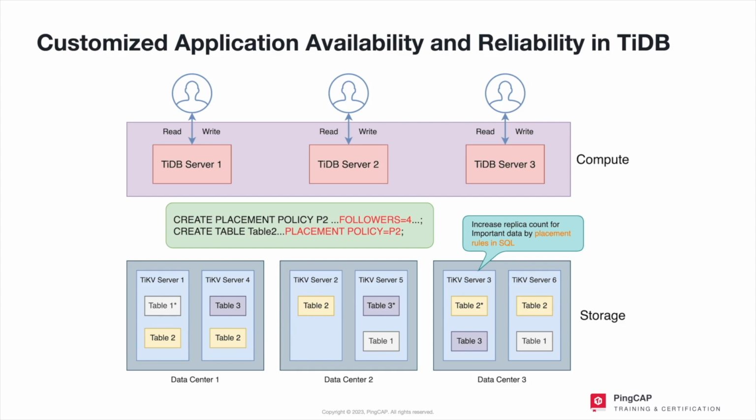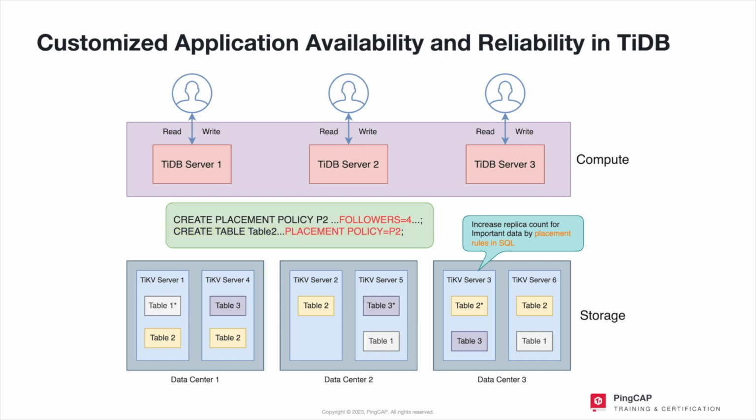Well, we will use TiDB placement rules to do this. First, we create a placement policy. Placement policy is another way of saying placement rule. We will name our placement policy P2, and we will use the followers option to set the number of replicas. In this case, we set the number of followers to 4, which gives us 5 copies of the data, or 5 replicas. Next, we issue a create table statement for table 2. We include the placement policy option. Notice that we set this to P2. This means that table 2 will have 5 copies of the data.